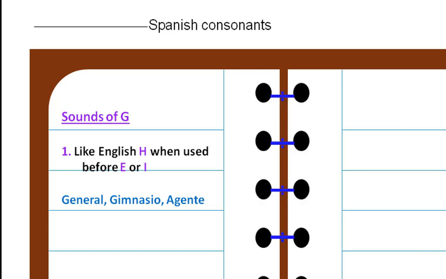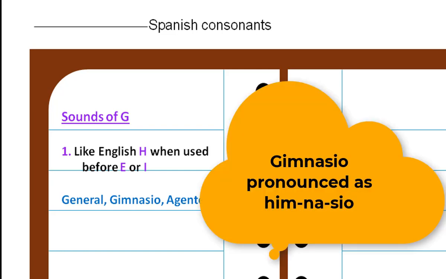Next example. So this word means gymnasium. So again applying the same rule, let's break it into syllables. Again a 3 syllable word. So it should sound like English H. So it becomes he, him, na, cio, gimnasio.